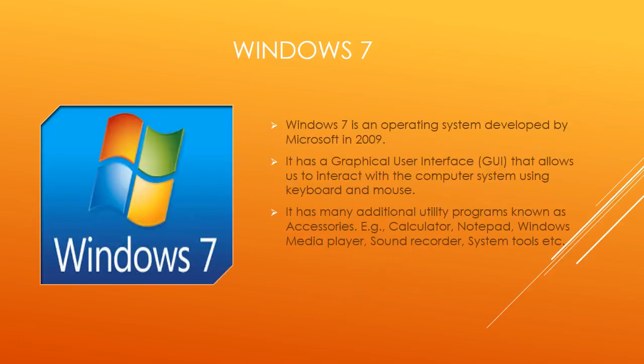So, first of all, what is Windows 7? Windows 7 is an operating system. What is an operating system? An operating system is a software program that is loaded into the computer system which allows us to manage other application software and perform essential tasks. So, Windows 7 is basically an operating system which was developed by Microsoft in the year 2009.